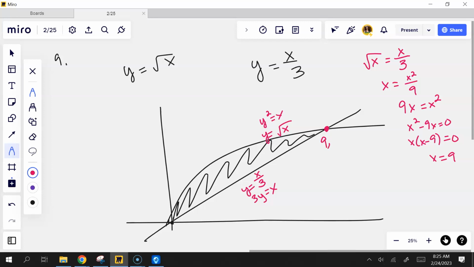At x equals 9, what's the value of y? 3. It should be the same thing no matter which equation you plug it into, because that's where they're the same. Does that make sense? Okay. Now let's do the problem.